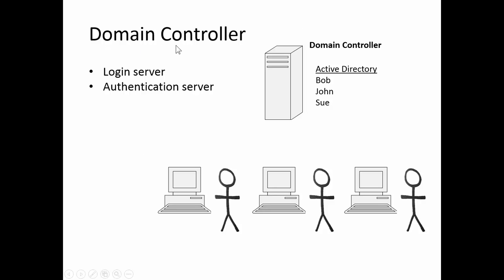But probably the most important type of server is a domain controller. A domain controller is a login server, and it is also called an authentication server. Users log into the domain controller. The domain controller has Active Directory on it, and Active Directory is a database of usernames and passwords, and it's used for authentication. So users stand at their workstations, but they log into the domain controller. To be authenticated means to be logged in.